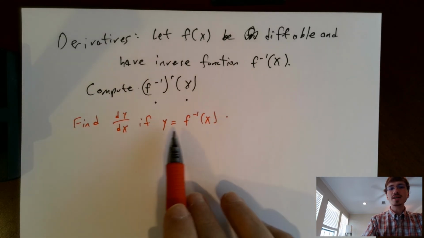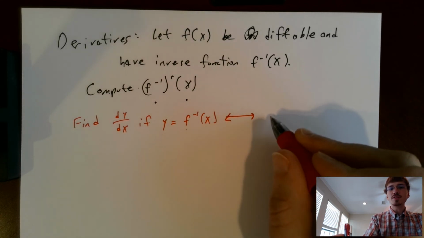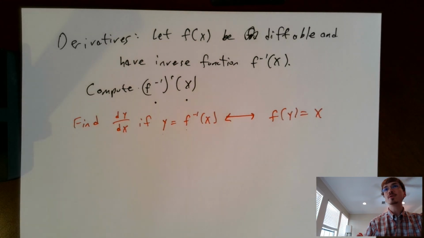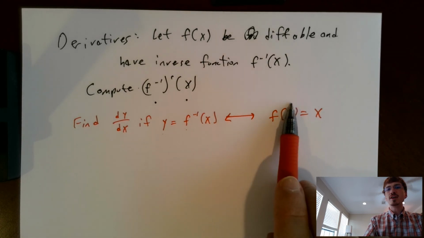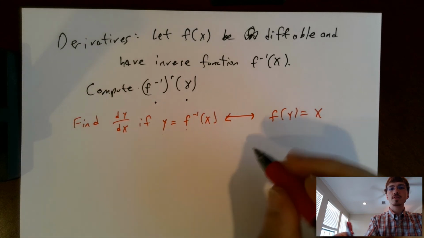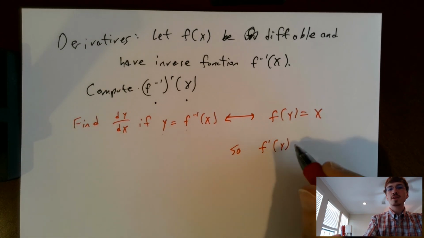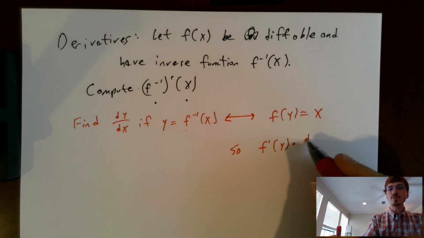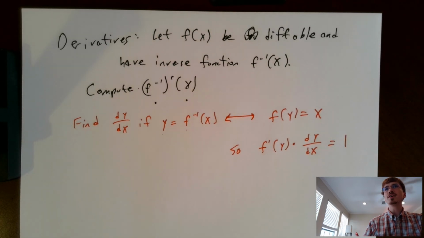Remember that if y is equal to f inverse of x, this is equivalent to what statement? This is equivalent to saying that f of y equals x. And now we can perform implicit differentiation. So now let's differentiate both sides. What's the derivative of f of stuff? It's f prime of stuff, right? Times the derivative of what's inside. Well, what's the derivative of what's inside? It's dy dx. And the derivative of the right-hand side is 1.